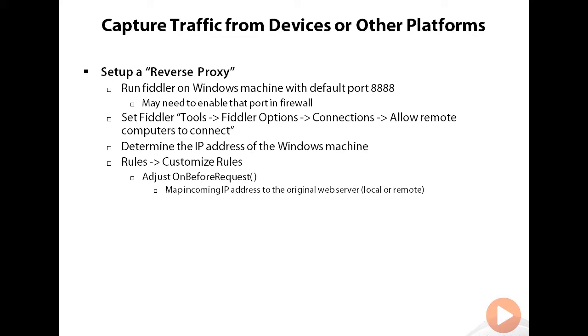You can also map that incoming IP address to local, or I could point it remote as well. So if I'm trying to troubleshoot a remote web server website, I'm able to specify when I do the on before request where I want to forward the request to. So the request will come into Fiddler now. Fiddler will take that request. It will establish a new connection to the actual web server and pass the traffic and do that back and forth, even though the client in this case is not on the same machine. It's actually another machine.